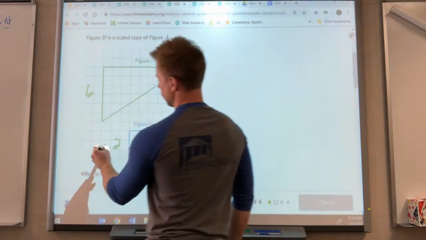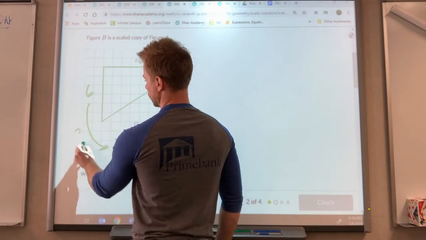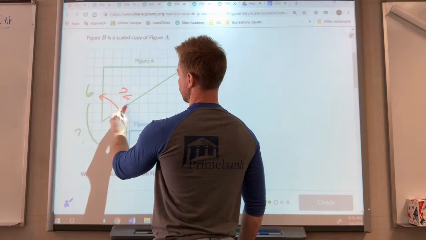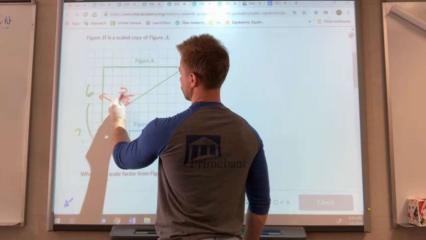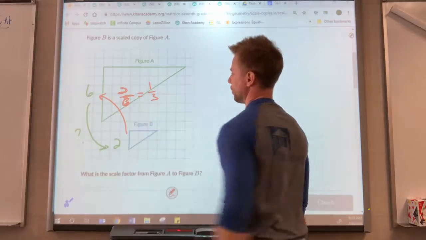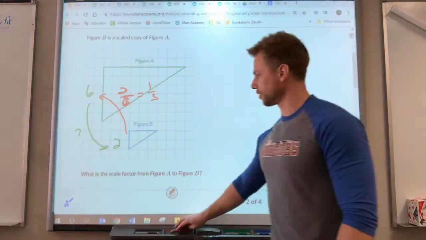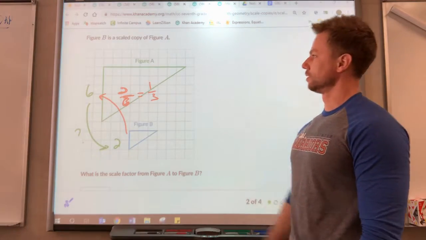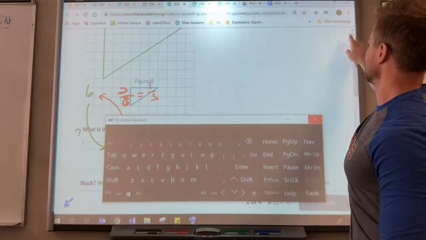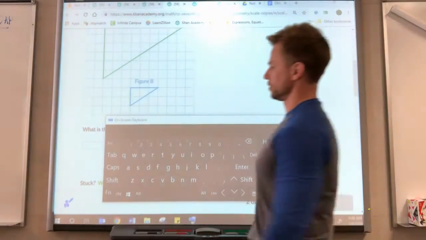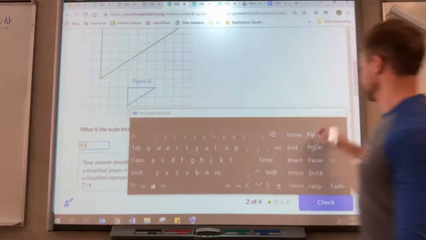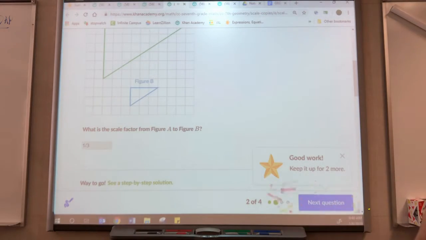Well, let's say I don't know, so I'm not sure what to do there. So I'm going to work backwards. I'm going to do 2 divided by 6, which turns out to be 1/3. So we're multiplying by 1/3 to get figure B. So this one I do not want to put in as a decimal because 1/3 is a repeating decimal. So I'll put it in as a fraction, just 1/3.